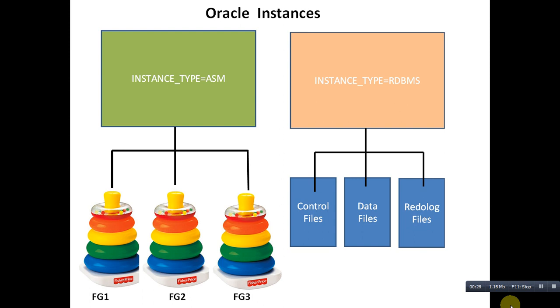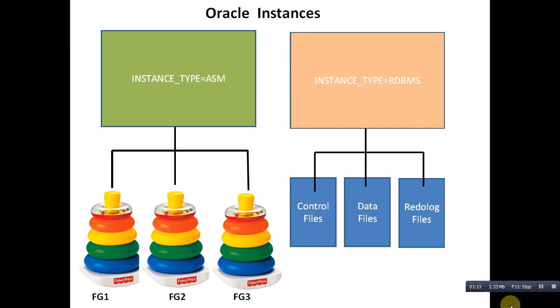Before we actually start our journey to understand internal data structures of ASM, let's have a quick recall of how the ASM instance is different from the database instance. We all know that we have two different types of Oracle instances. One is the database instance and the other one is the ASM instance. We can differentiate these two instances with the help of a parameter called instance_type. By setting instance_type equal to ASM, we are identifying the instance of type ASM, and when we define instance_type equal to RDBMS, we are defining the instance as a database instance.